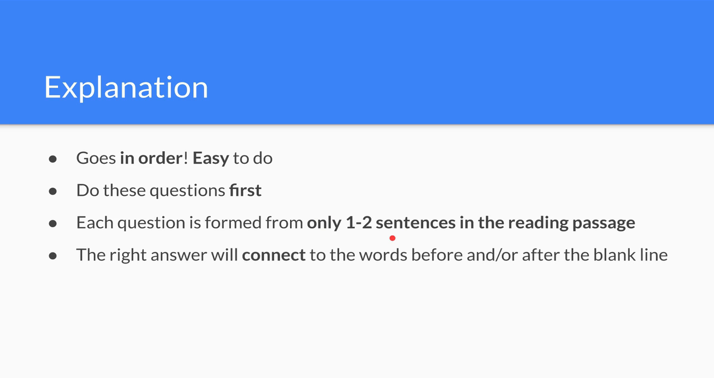Now, the right answer is going to be connected to the words that come right before the blank line and the words that come right after the blank line. So the surrounding words, the words that are surrounding the blank lines, are going to give you the clue in regards to what is the correct answer and what answer fits in the given blank.